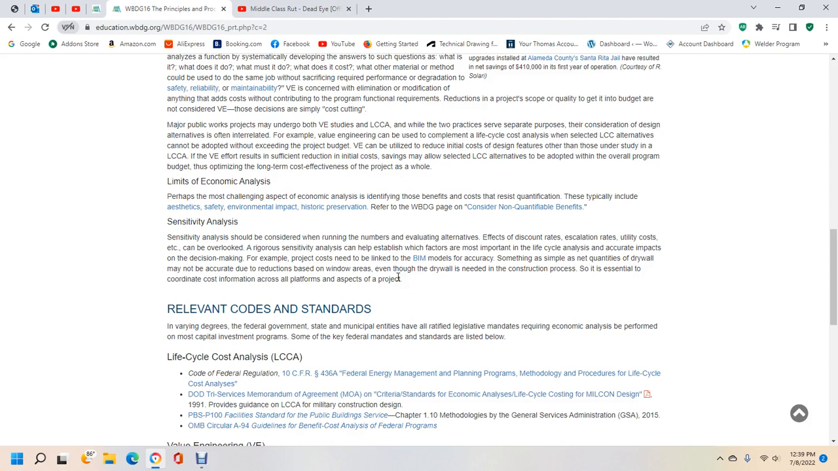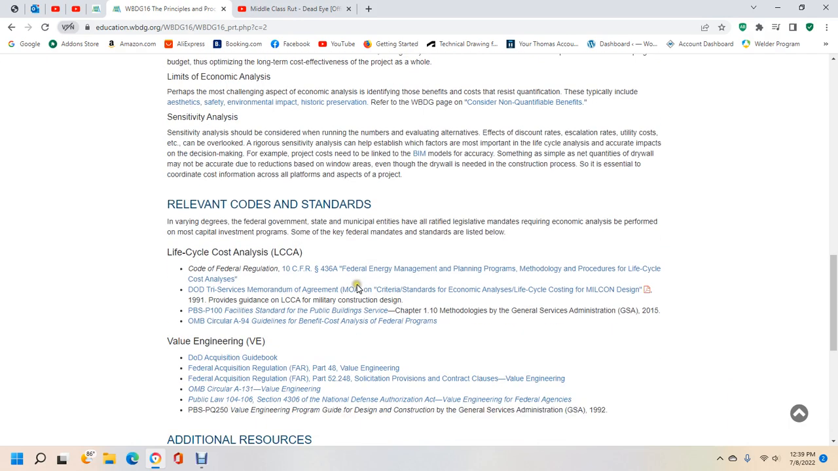Sensitivity analysis. Sensitivity analysis can be considered as running the numbers to evaluate the effect of alternative discount and escalation rates, utility costs, etc., which can be overlooked. Rigorous sensitivity analysis can help establish which factors are more important in the life cycle cost analysis and need accurate input in decision making. For example, project costs need to be tied to the building information model for accuracy. Something as simple as the net quantity of drywall may not be accurate if reduced based on window area, even though the drywall is needed in the construction process, so it is essential to coordinate the costs and information across all platforms and aspects of the project.